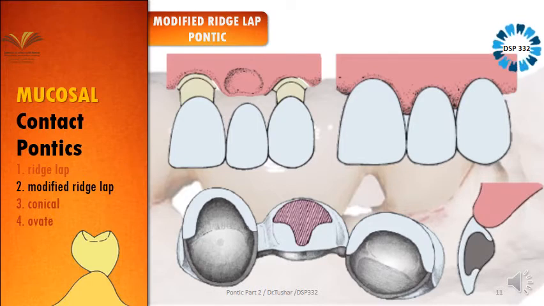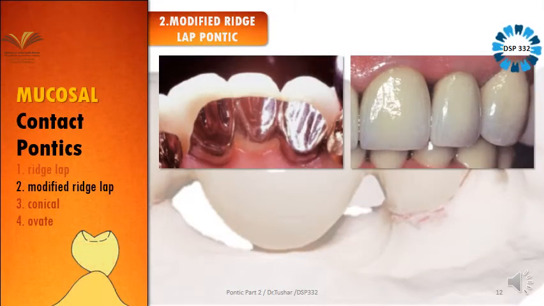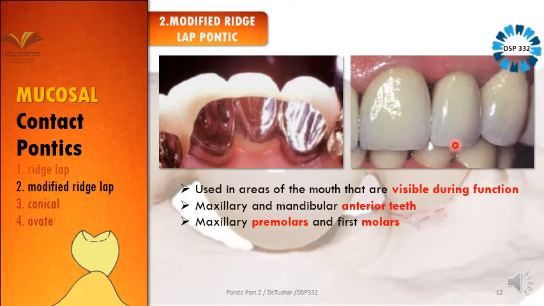This type of pontic can be advised for your anteriors, for posteriors, for maxillary, for mandibular. These are universal pontics. You can advise this type of pontic in any situation. Then you can see here the beauty of your modified ridge lap type of pontic. They look very natural. It looks like it is emerging from the gingiva.